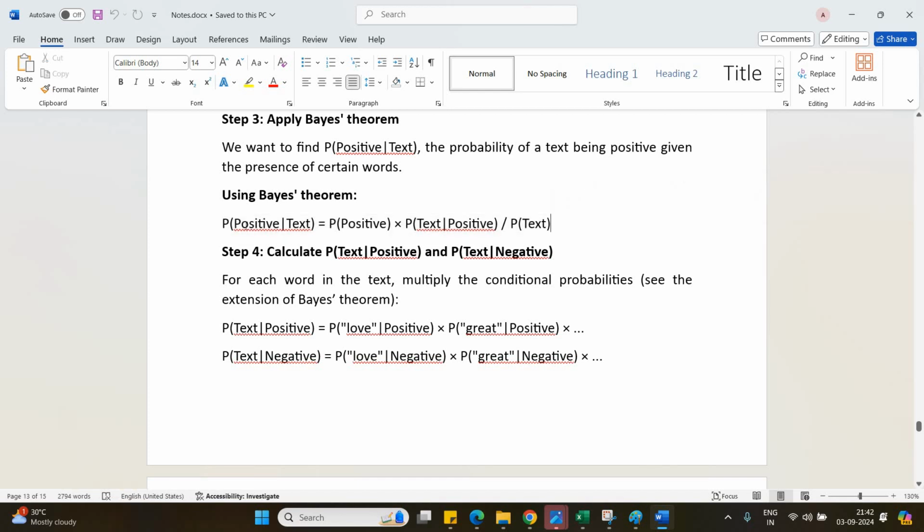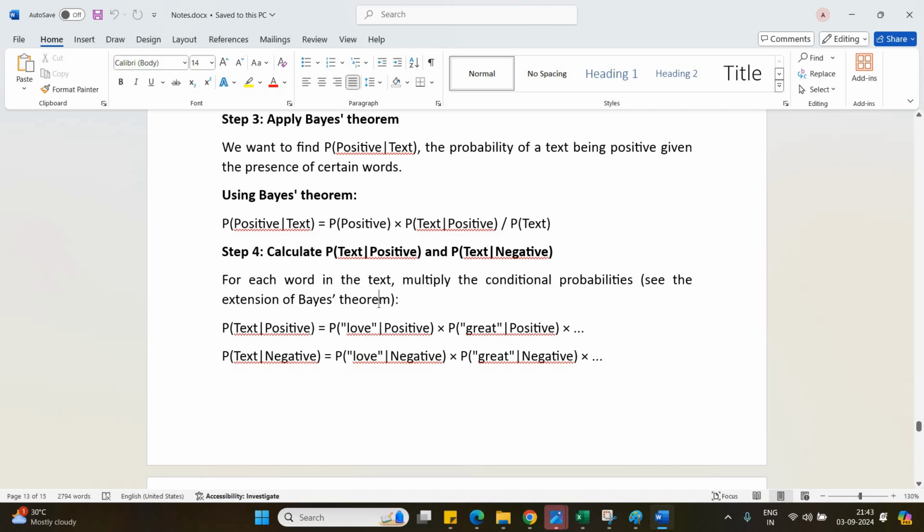So you can easily predict: if we have to find out the presence of a particular term or a particular word in a sentence, and we have to find the probability that it has been used in the positive sense, then this should be the formula. Probability of being positive times probability of the text being available when it has been used in the positive sense, divided by probability of the text being available. So this is the Bayes theorem.